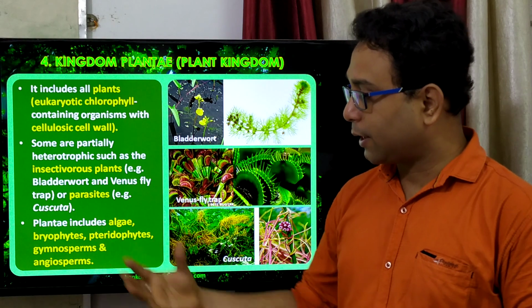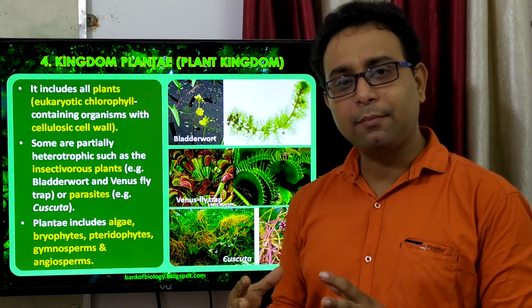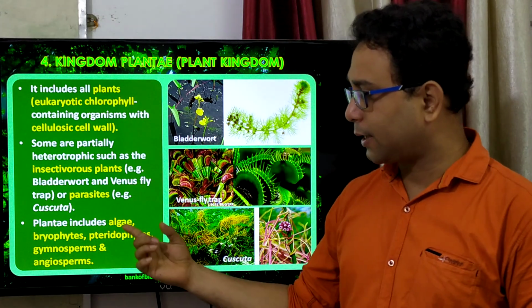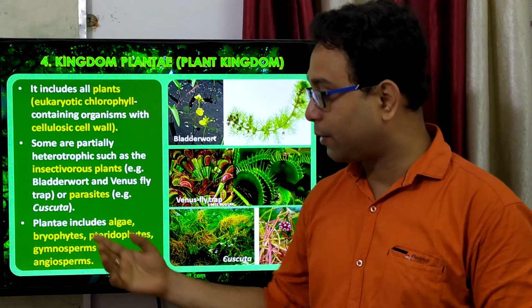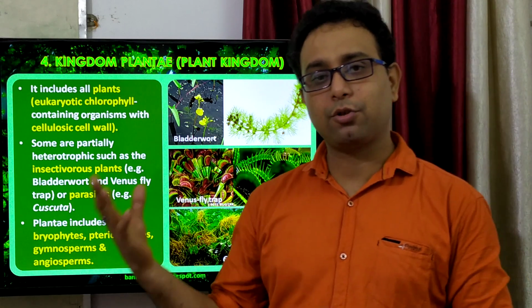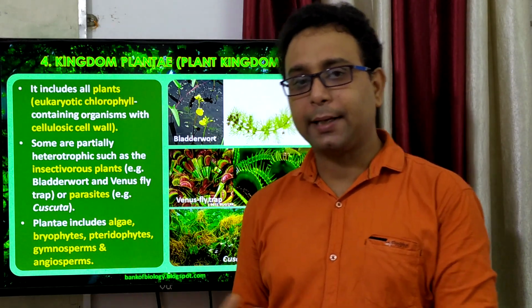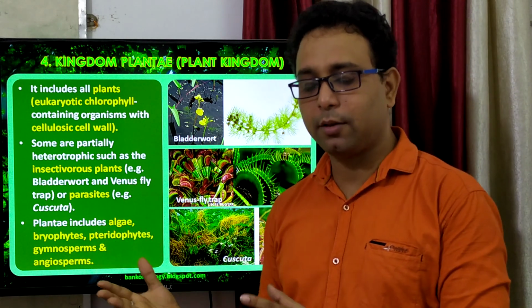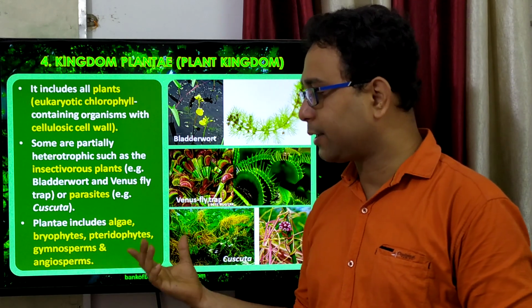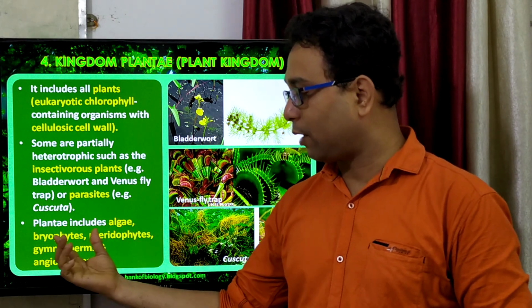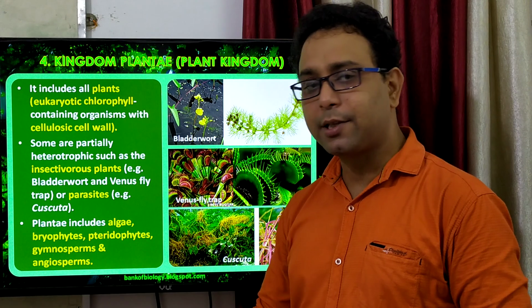Now we discuss that the plant kingdom is ultimately classified into different groups. Number 1 is algae. Number 2, bryophytes. Number 3, pteridophytes, then gymnosperms and angiosperms. In the next chapter of this unit, the plant kingdom, we will discuss some details about algae, bryophytes, pteridophytes, gymnosperms and angiosperms.